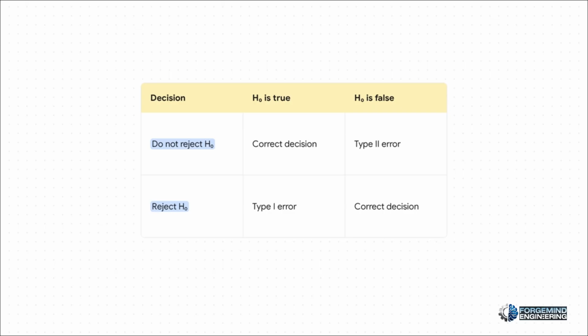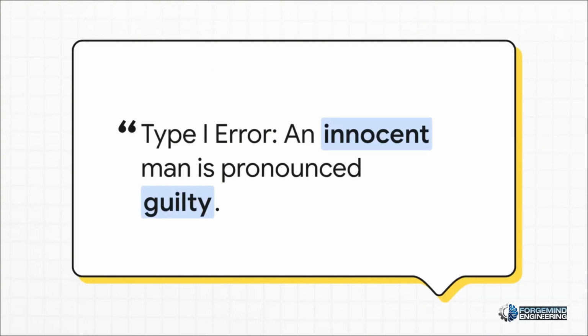Let's look at those. A type 1 error is what happens when we reject the null hypothesis even though it was actually true. In our courtroom analogy, this is a terrible outcome. It means we've convicted an innocent person. The evidence we had looked really strong, but we still came to the wrong conclusion.